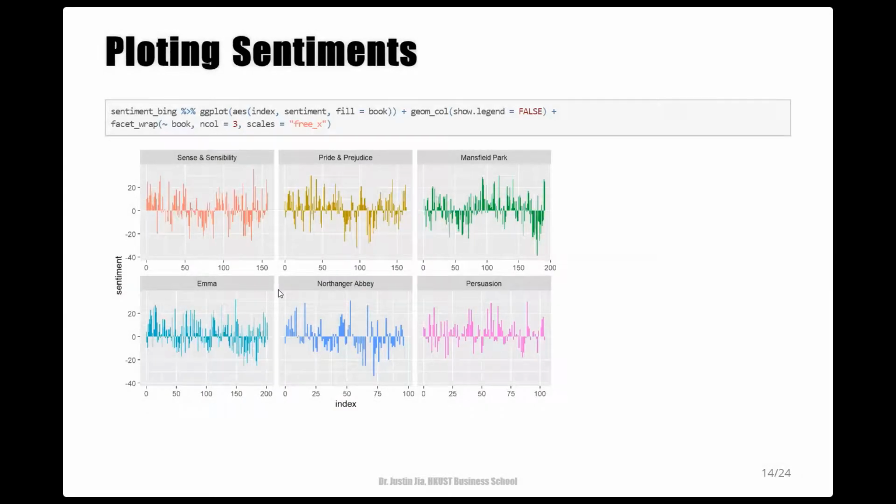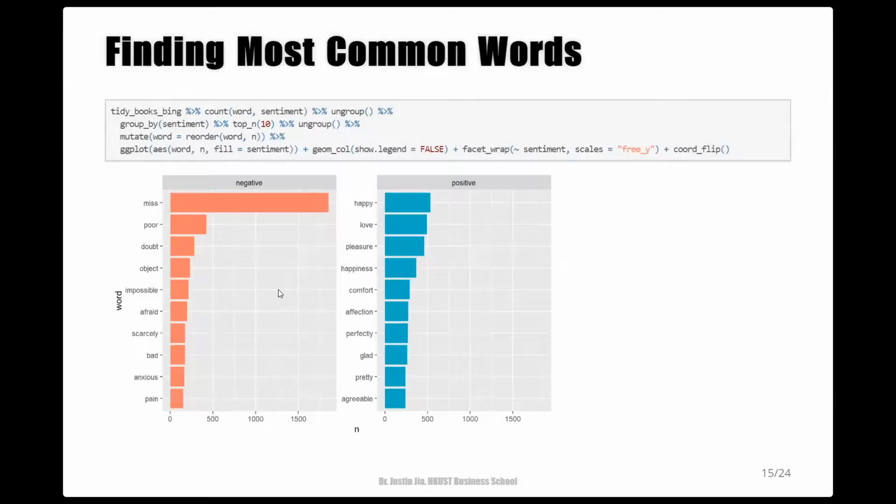Now, we can plot these sentiment scores across the plot trajectory of each novel. And we can see from this figure how the plot of each novel changes toward more positive or negative sentiment over the trajectory of the story. One advantage of having the data frame with both sentiment and word is that we can analyze word counts that contribute to each sentiment. By using the count function, we find out how much each word contributed to each sentiment.